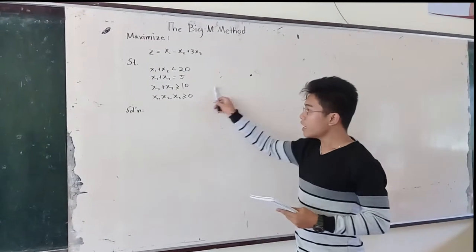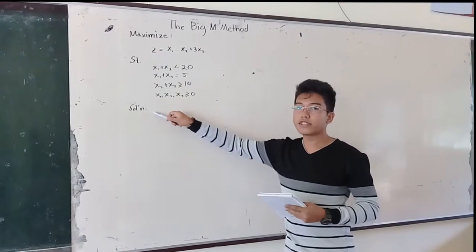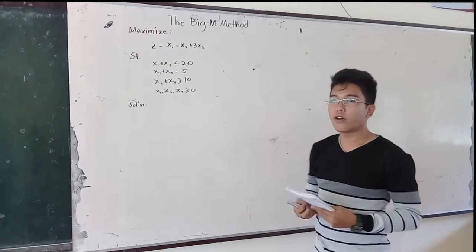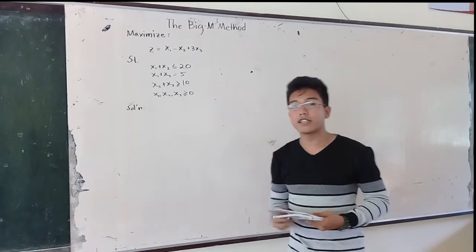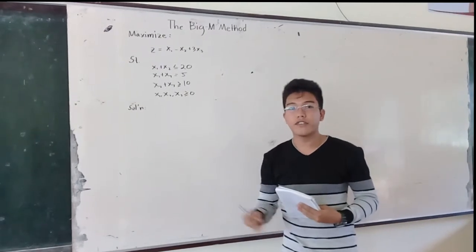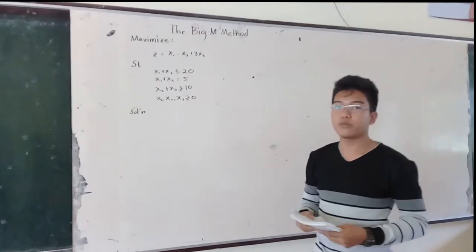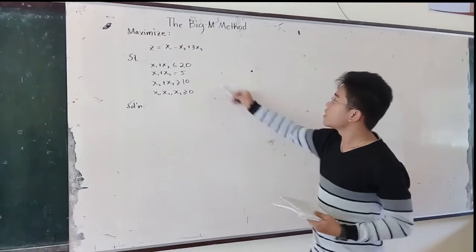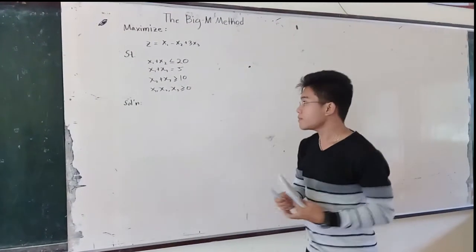Now, here's the solution. We must transform the problem into its standard form. Like I said a while ago, we must add slack variables and artificial variables, wherein we assign a very large number, which is called M. That's why this is called the Big M method.